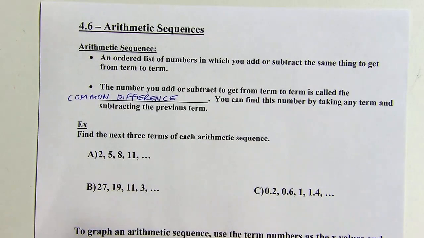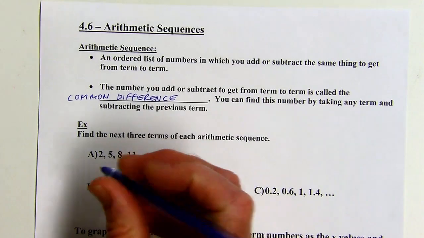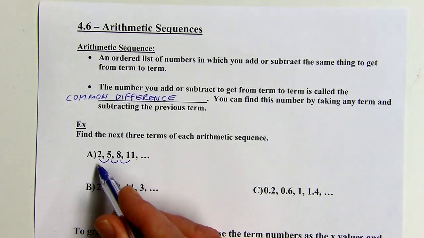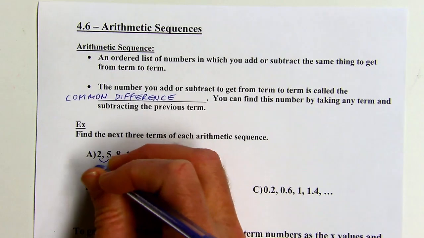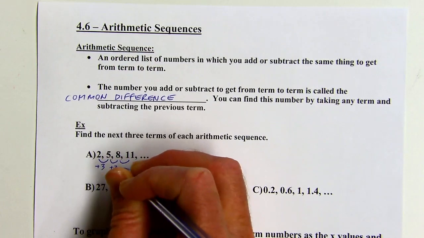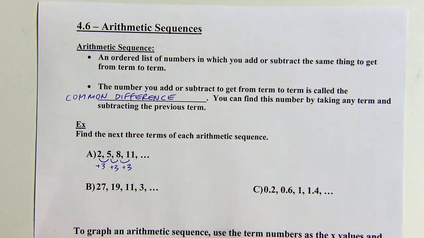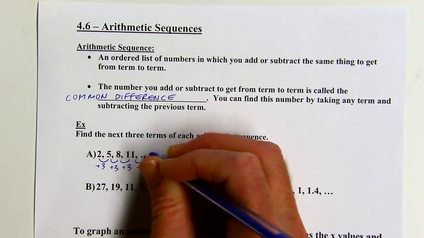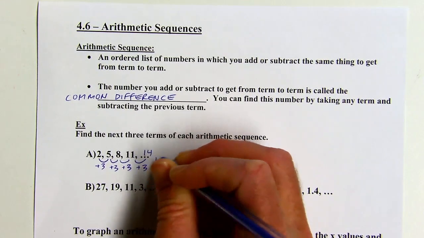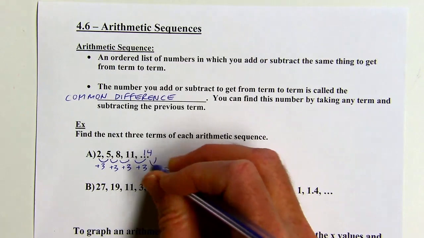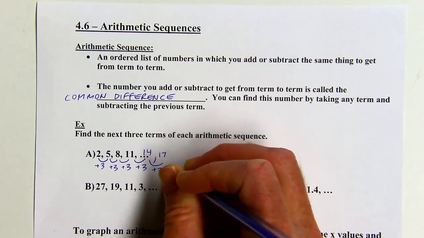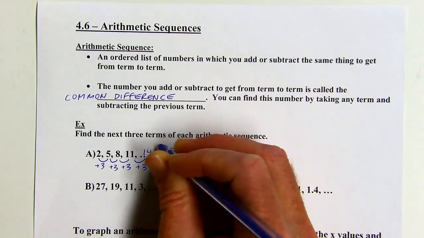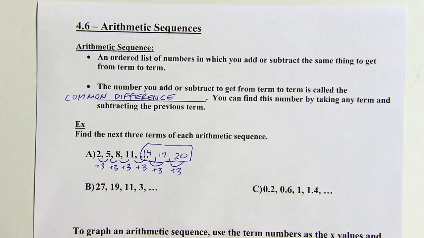We're told that these are arithmetic sequences. That means we should be able to add the same thing or subtract the same thing to get from term to term, okay? So this one, you can probably see the pattern pretty easily. We're adding 3. 2 plus 3 is 5, and then 5 plus 3 is 8, and 8 plus 3 is 11. And we can just keep adding 3 to generate more terms, right? So if I add another 3, 11 plus 3 is 14, 14 plus 3 would be 17, and 17 plus 3 is going to be 20. So my next three terms then would be 14, 17, and 20.